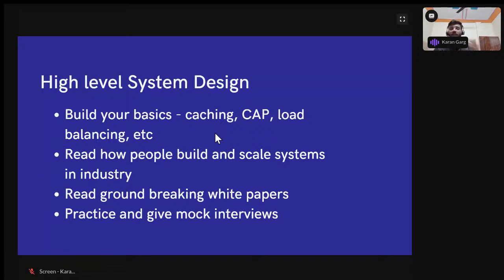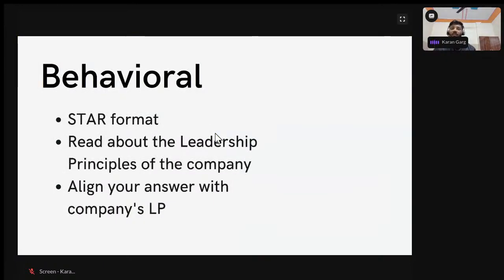Then again, at last, practice and give mock interviews. There is nothing better than giving mock interviews if you just talk about clearing interviews. And at last, we'll talk about the behavioral round.